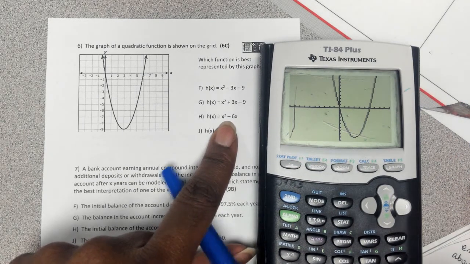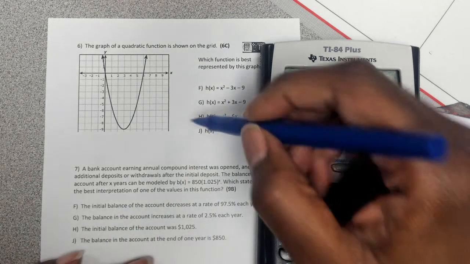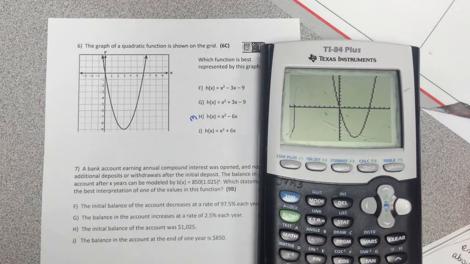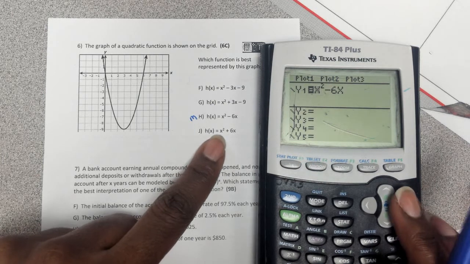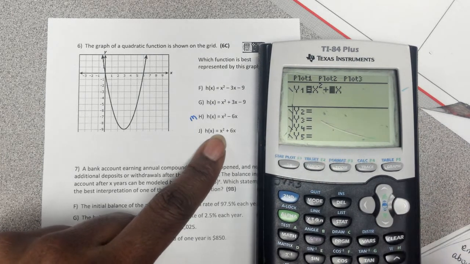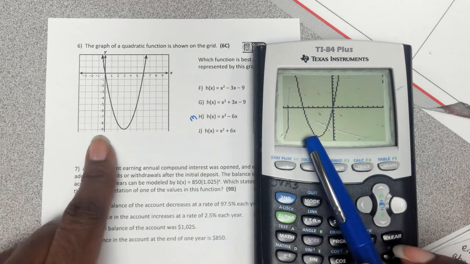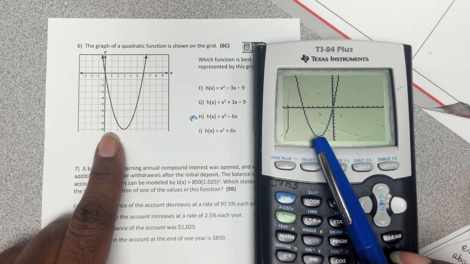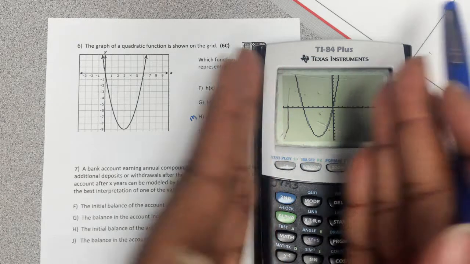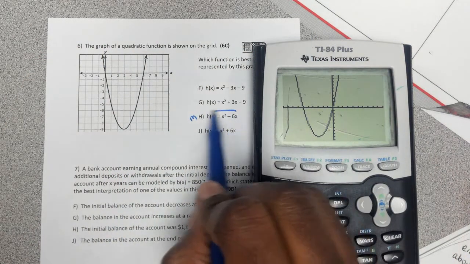What about this one? Looks pretty good. Okay, so this one would be a maybe. Remember back in the days you put the maybe? I'm just going to check this one just in case. Make sure this is a plus sign. Press graph. Definitely no, because this one's more on the left side. So yeah, H is our answer.